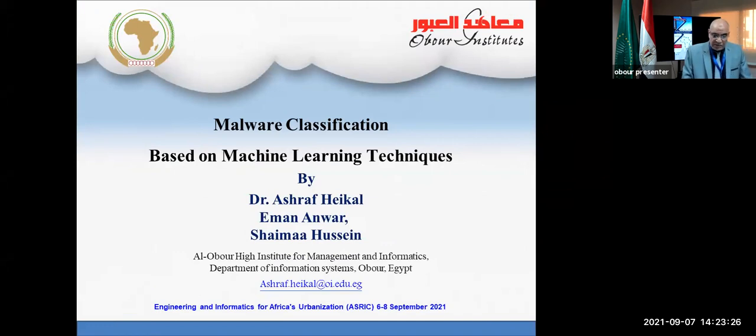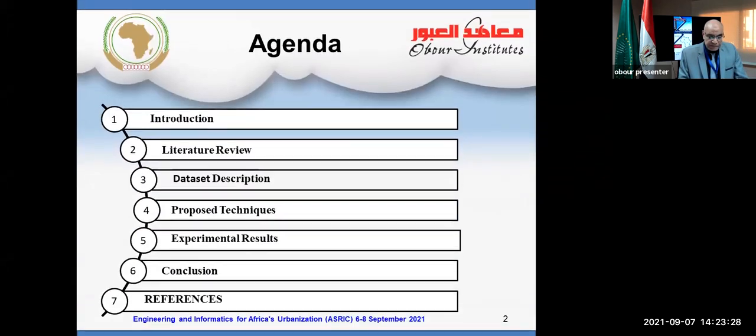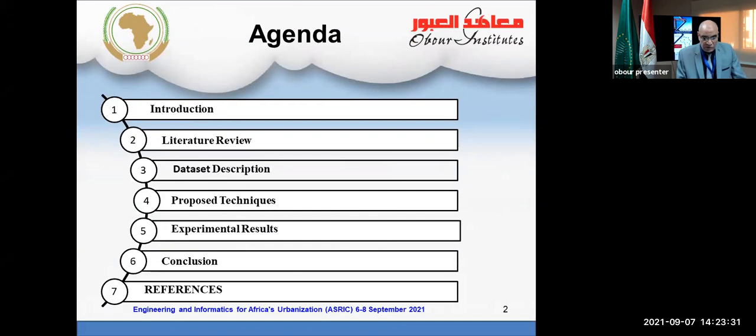Malware classification based on machine learning techniques. Agenda: introduction, literature review, data set description, proposed techniques, experimental results, conclusion, and differences.